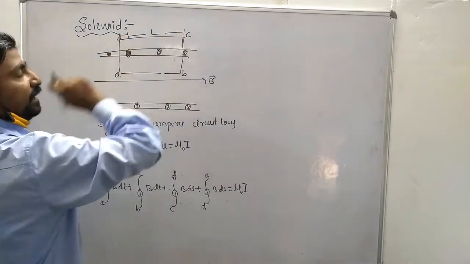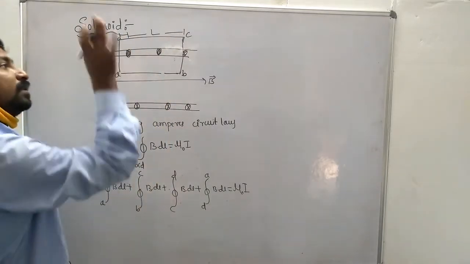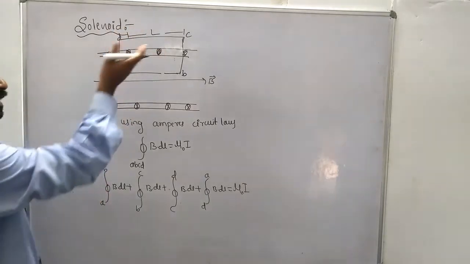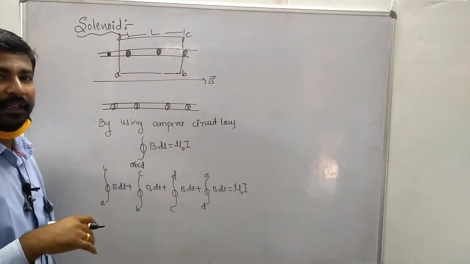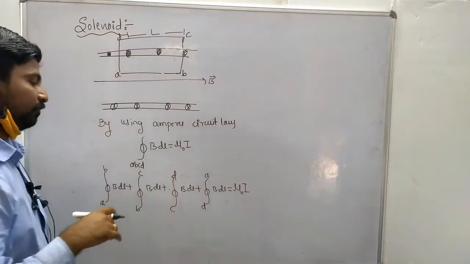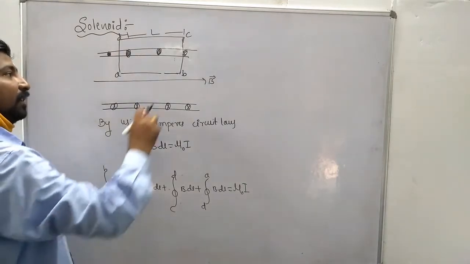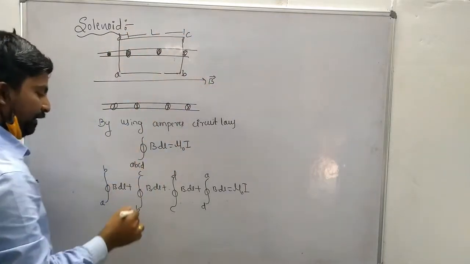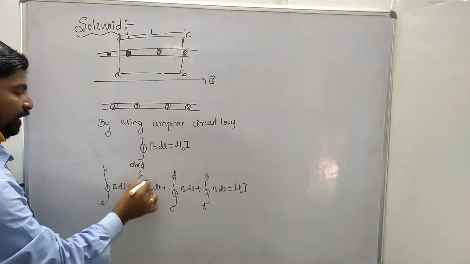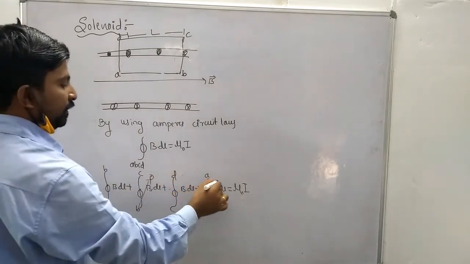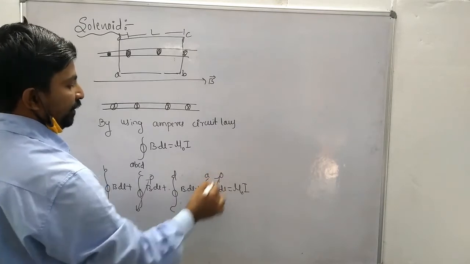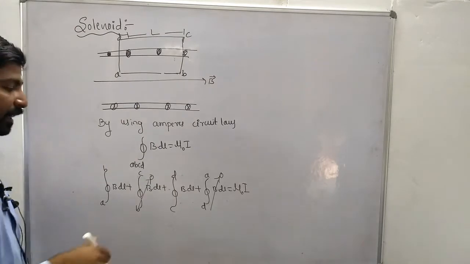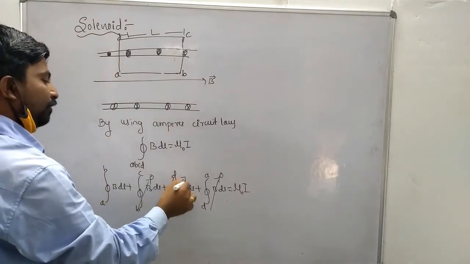Similarly, CD is outside the solenoid. So CD is outside the solenoid, hence the magnetic field becomes 0. BC and DA are perpendicular to the magnetic field. So BC is 0, DA is 0. Then CD is outside the solenoid, hence it is also 0.